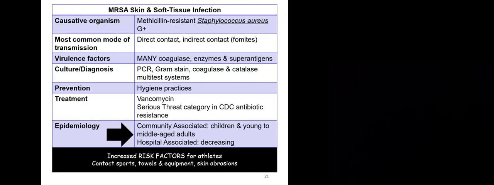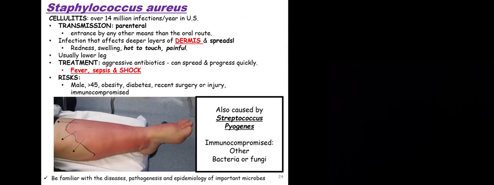Risk groups are going to be athletes, contact sports, towels, equipment, skin abrasions, because they get rough. Think football, you get roughed up, you already have a little cut, a little incision anyway, so they can kind of get an in that way. So those are your people groups to worry about.